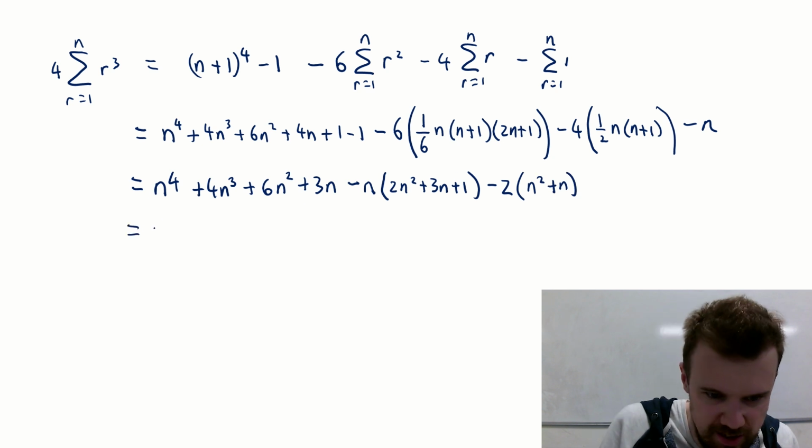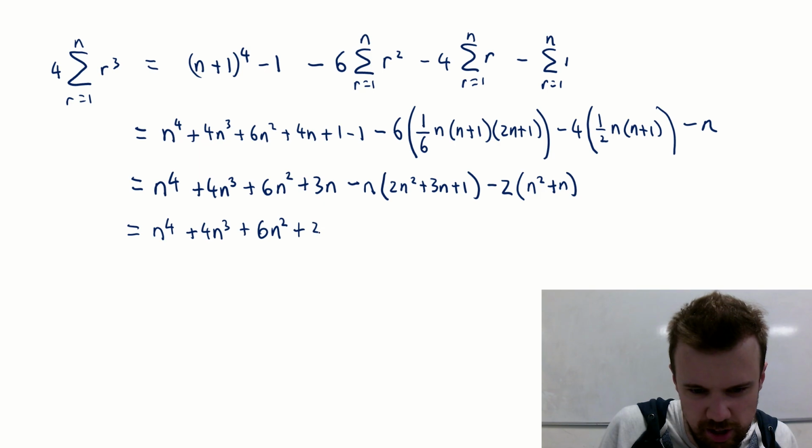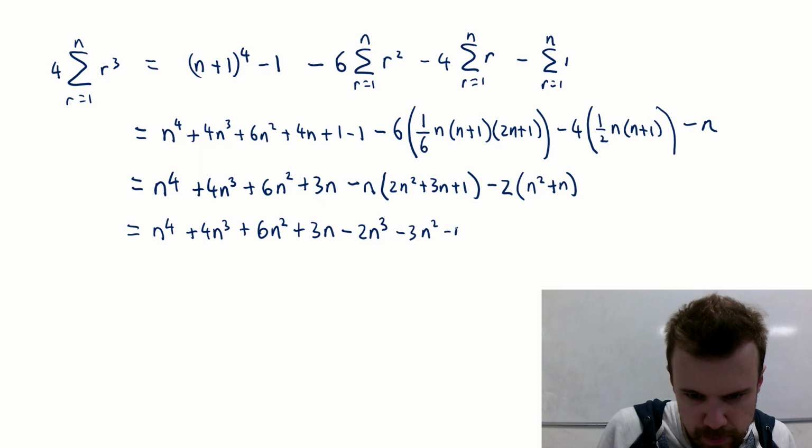Multiply out brackets even more. Takes a bit of time, bit of a chore, and that's kind of one of the main problems with this method versus Faulhaber's formula. But there you go. So minus 2n cubed minus 3n squared minus n minus 2n squared minus 2n.